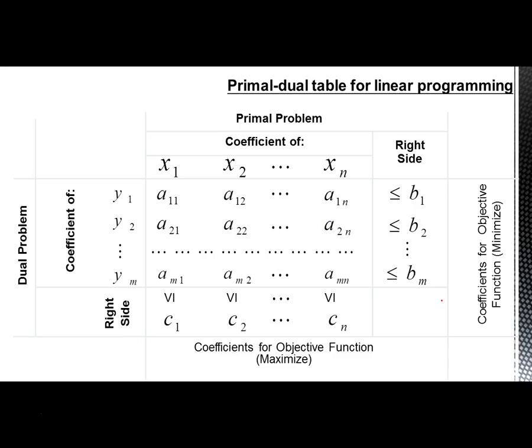Okay, now the primal to dual table for linear programming is like this. So the primal problem, these are the coefficients. For the dual problem, these are the coefficients of the variables. The right hand side becomes the primal problem's cost coefficient, sorry, I should have said cost coefficient. The objective function coefficient will be the right hand side of the dual problem. And the objective function is minimized for the dual problem, which was maximized for the primal problem.